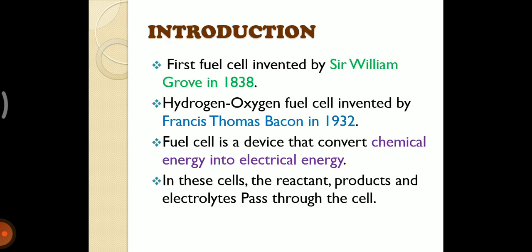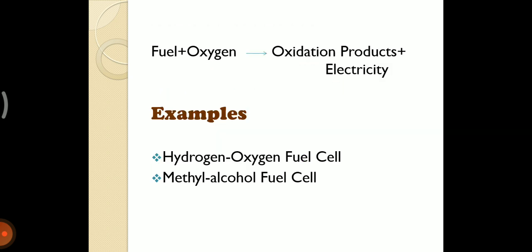First, the introduction. The first fuel cell was invented by Sir William Grove in 1838. A century later, the hydrogen oxygen fuel cell was invented by Francis Thomas Bacon in 1932. What is a fuel cell? It is a device which converts chemical energy into electrical energy. Here we use reactant, product, and electrolytes passing through the cell. The fuel reacts with oxygen to form oxidation products and electricity. This is the main reaction of the fuel cell.